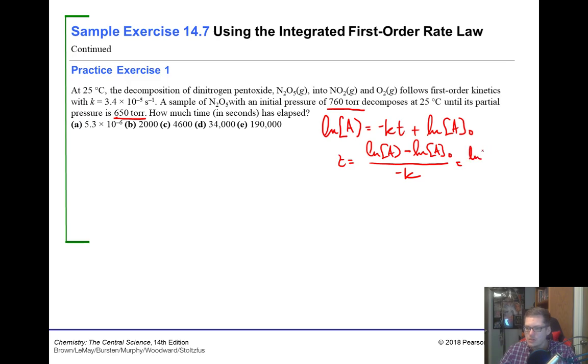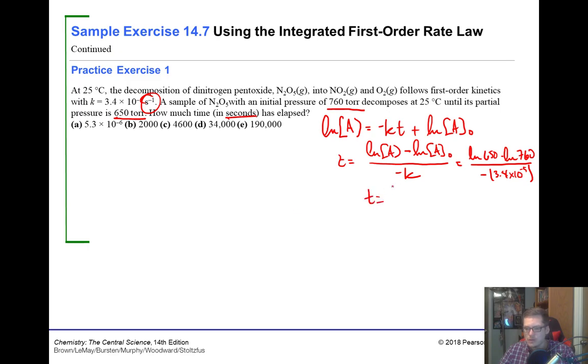So that means the natural log of our second concentration, which was 650 torr, so we'll just say 650, minus the natural log of the initial concentration. Well, that's the 760 there. All right, divided by our negative k, and it gives us our k, which is 3.4 times 10 to the minus 5th. Now notice that the k has units of per seconds, and it wants it in seconds, so we don't have to worry about converting it.